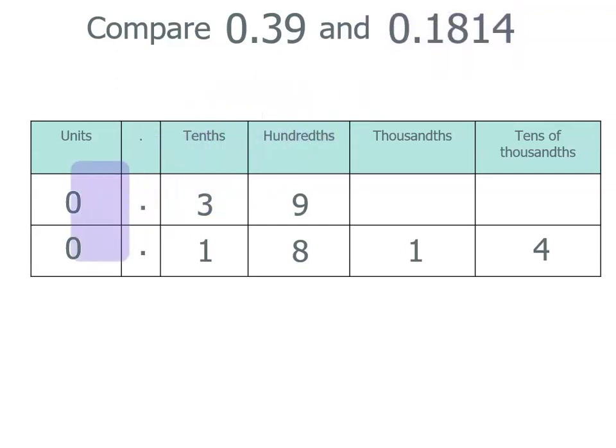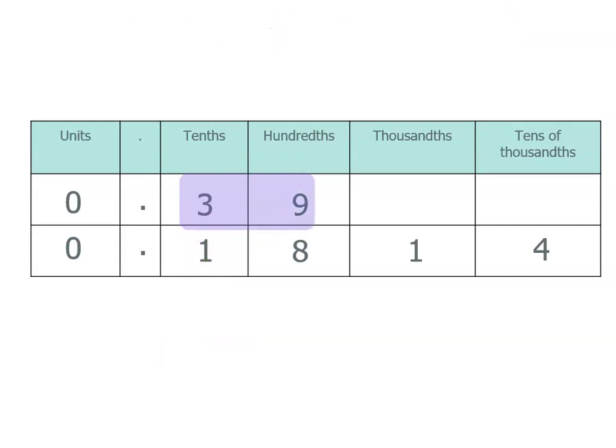So we need to go back to our rule where we always start from the left when we're working with decimals. They both have no units, but the top number has 3 tenths, and that's actually bigger than 1 tenth. So anything after that won't change anything. So this number is actually larger, 0.39.